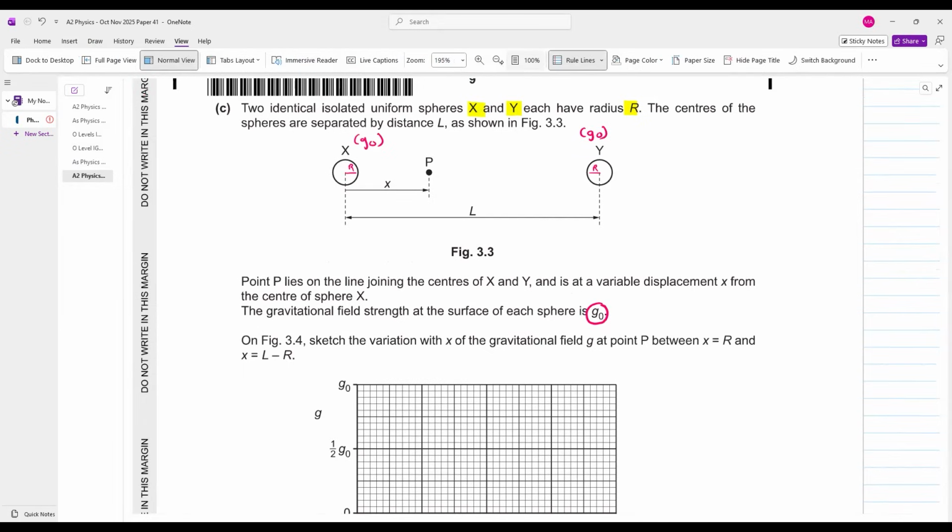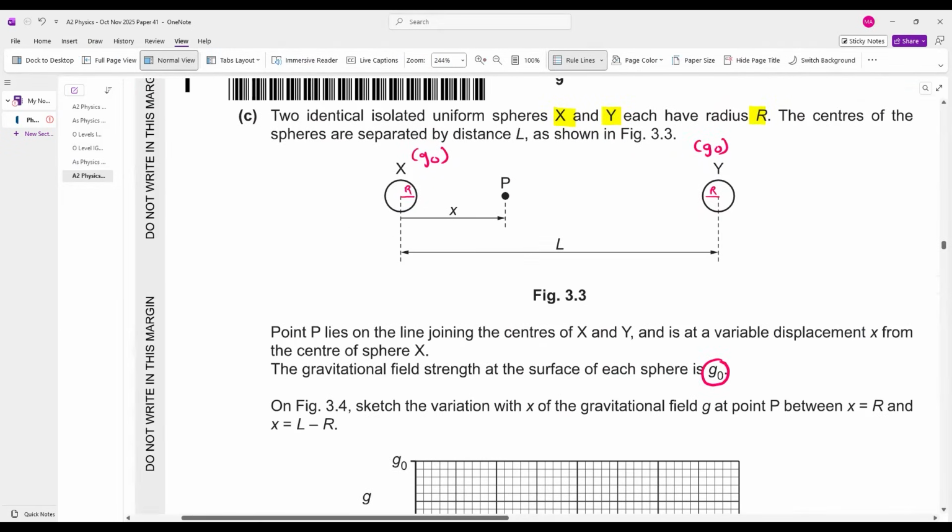G naught. Now again I would like you to recall one key point. Gravitational field strengths are always attractive.